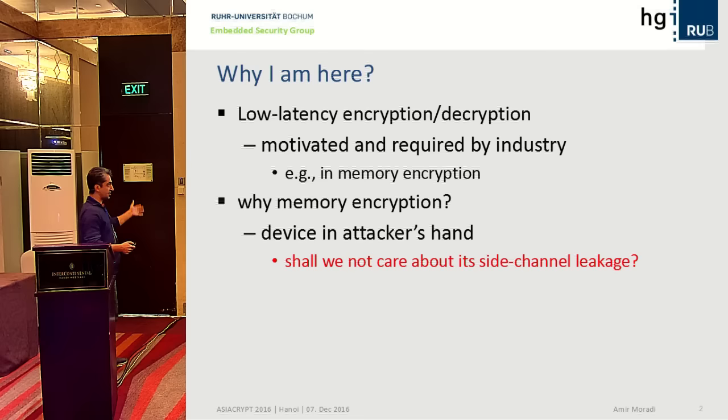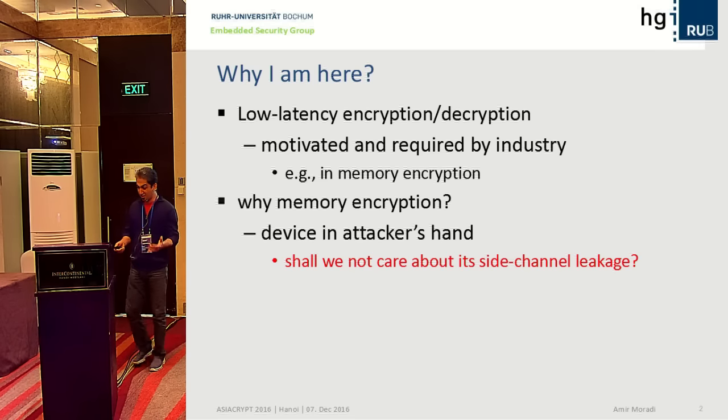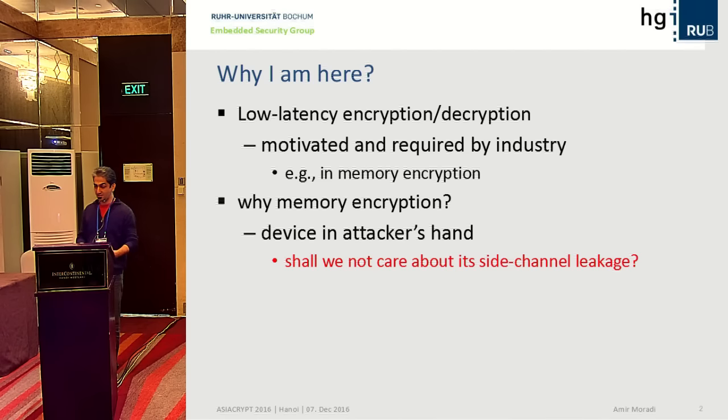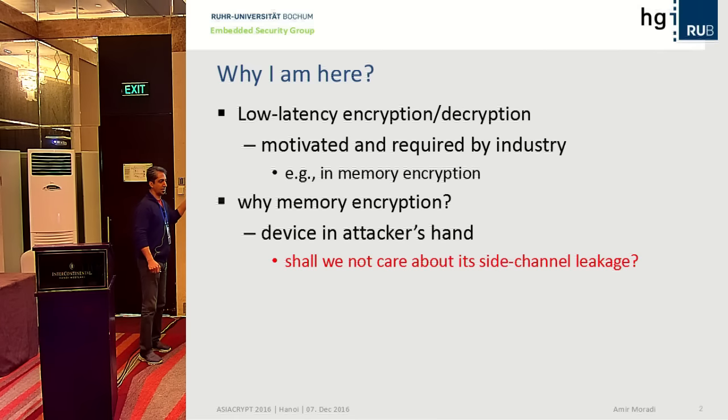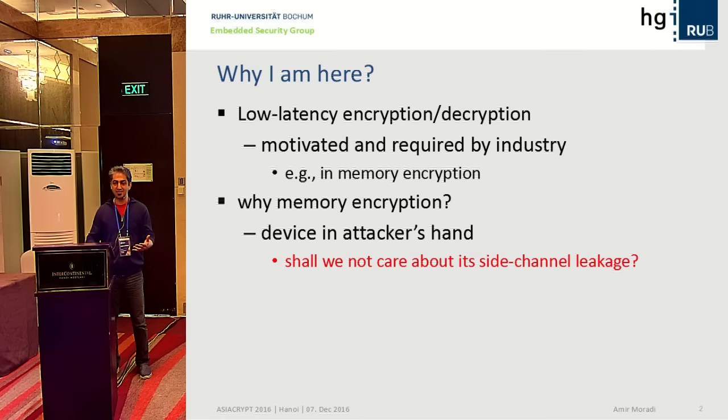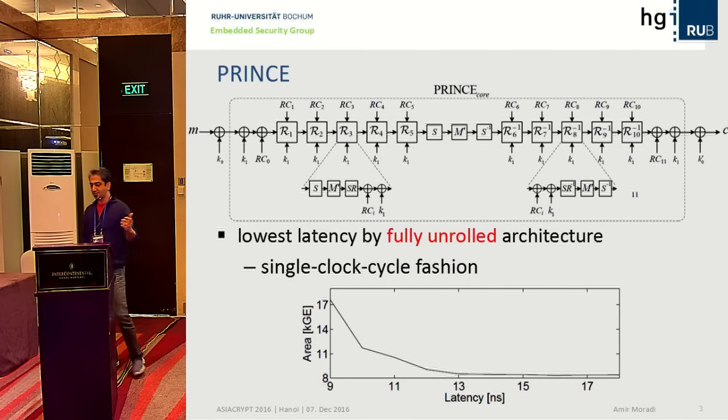If we have such a scenario, where the device is in the hand of the attacker, should we not care about the side channel leakage of the implementation? Or should we just say we don't care, the device leaks information, but the memory is encrypted? To this end, we tried to see what the options are for a low latency implementation of ciphers. The best known, or the first proposal, was Prince. What happens if you also want side channel protection in such an implementation? For instance, we look at Prince.